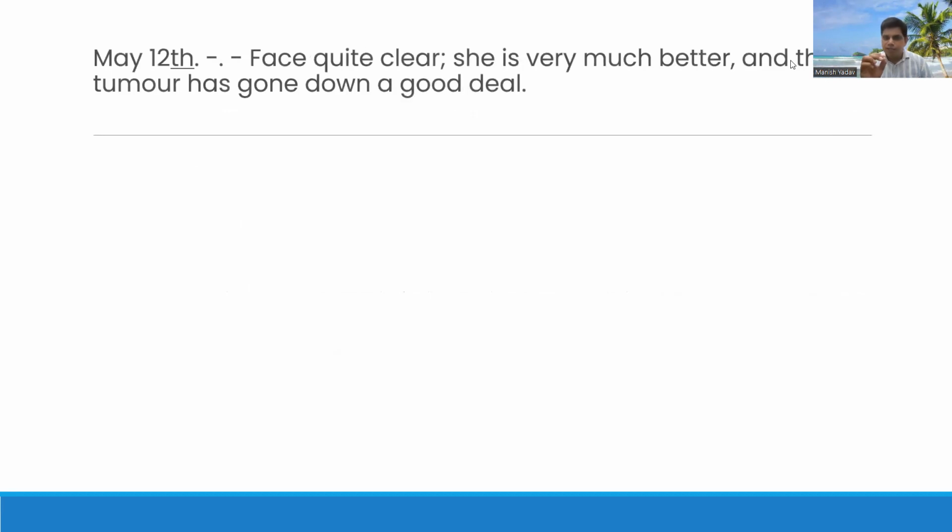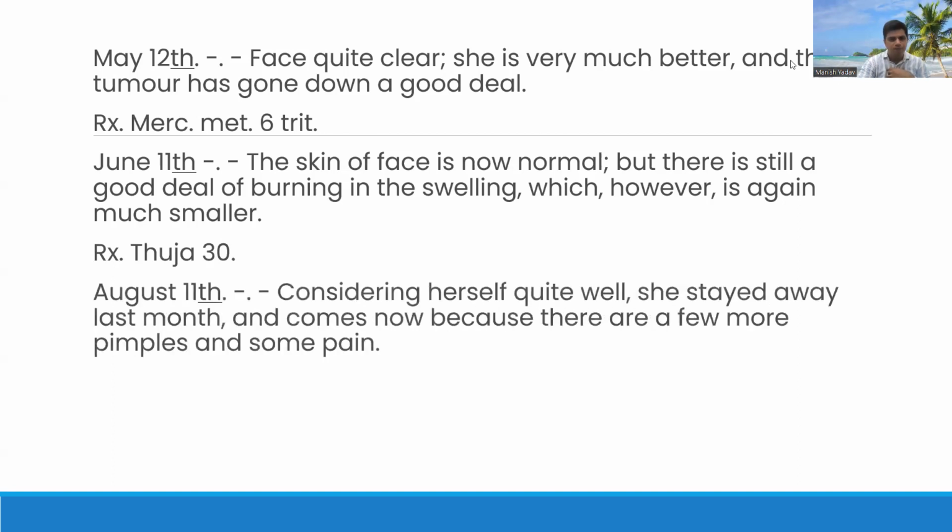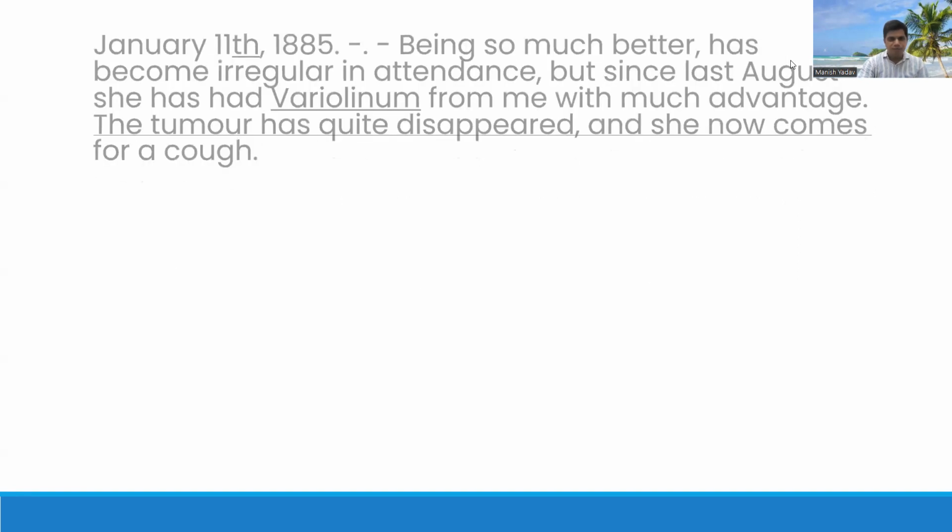Face quite clear. She's very much better. Tumor has gone down a good deal. Again, he gives Merc. Skin of the face is now normal, but there is still a good deal of burning in the swelling, which is, however, again much smaller. And then he intervenes with Thuja. Considering herself quite well, she stays away last month, comes now because there are a few pimples and some pain. Natrum muriaticum he gives.